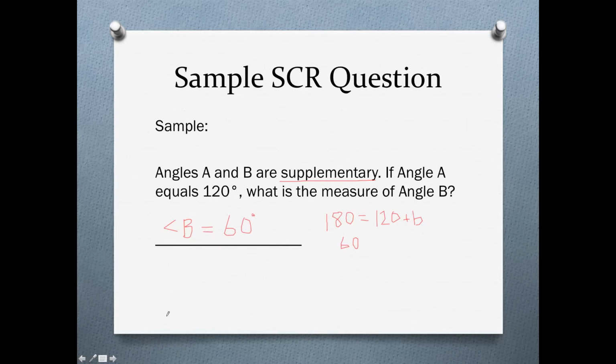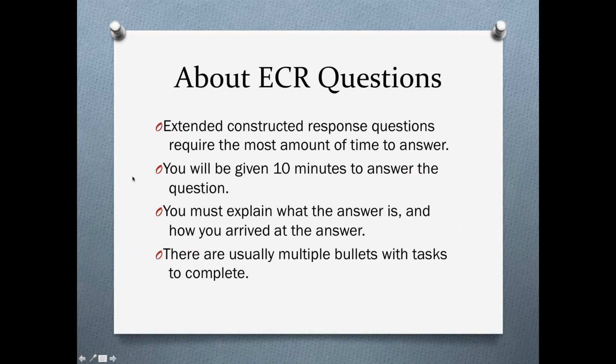So that's short constructed response. The last type of question is extended constructed response. These questions are the longest and they require the most amount of time to answer.